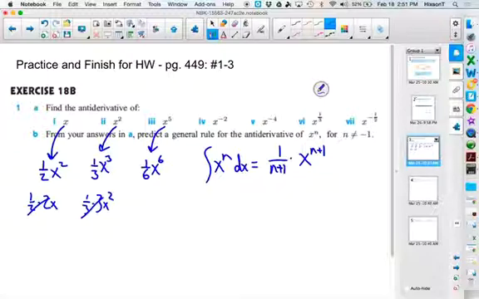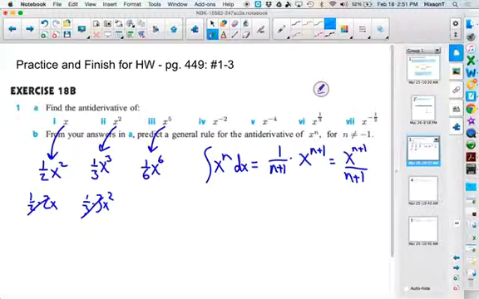Okay? So, for a number 4, would it be to the negative third or to the negative first? Well, let's think about that. Let me finish writing this. You can also write this as x to the n plus 1 over n plus 1, if you like writing it that way instead.